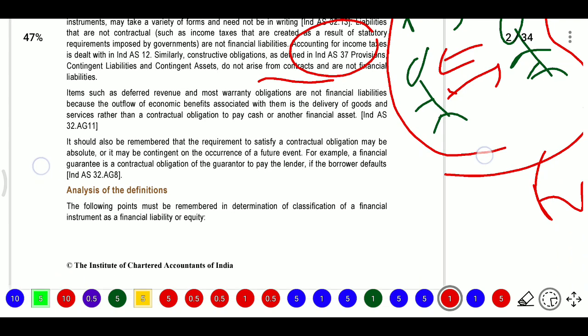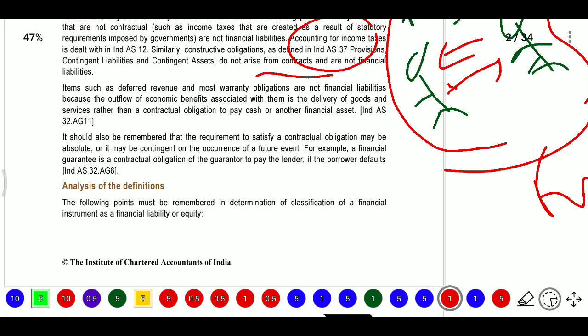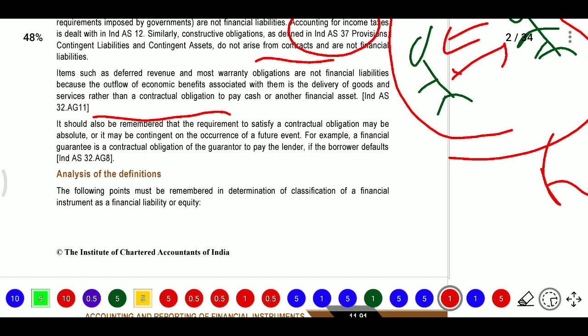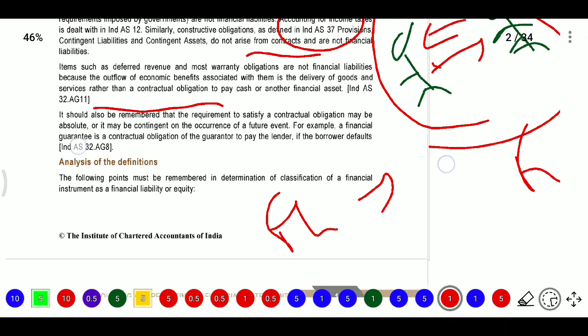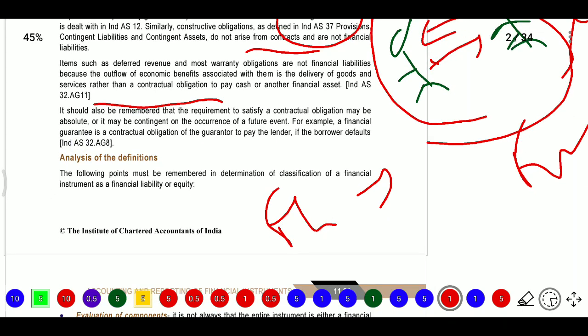Next, items such as deferred revenue and most warranty obligations are not financial liabilities because the outflow of economic benefit associated with them is the delivery of goods and services rather than a contractual obligation to pay cash or another financial asset. It should also be remembered that the requirement to satisfy the contractual obligation may be absolute or it may be contingent on the occurrence of future events. For example, a financial guarantee is a contractual obligation of the guarantor to pay the lender if the borrower defaults.